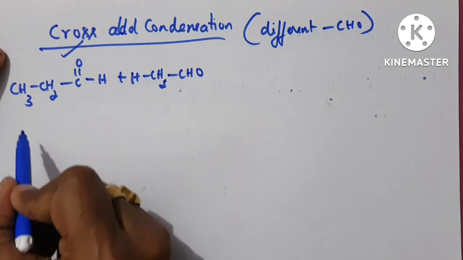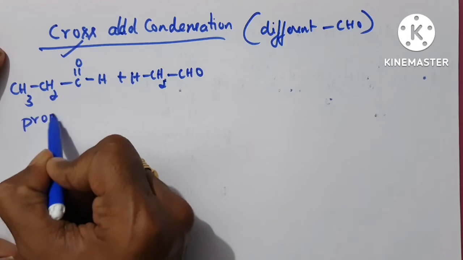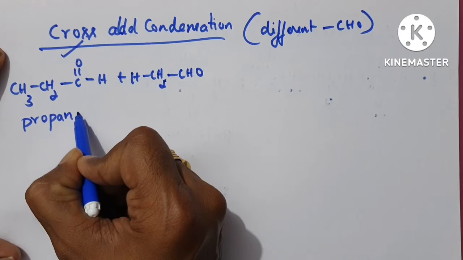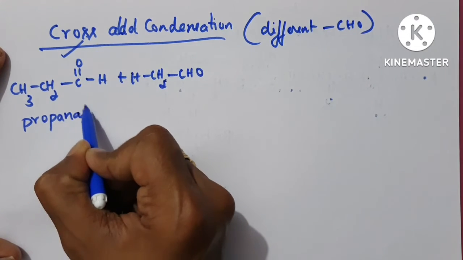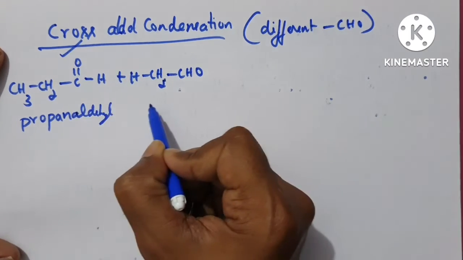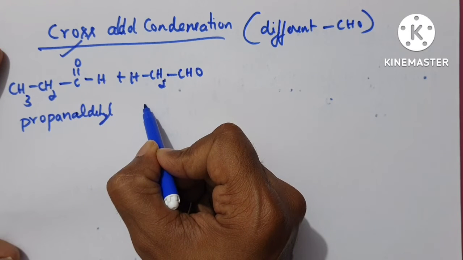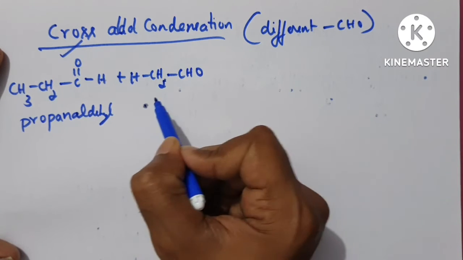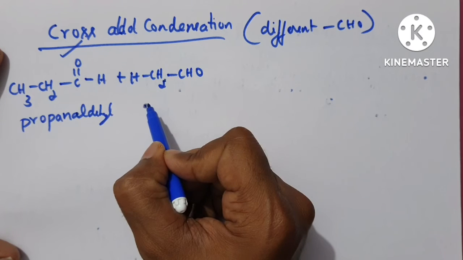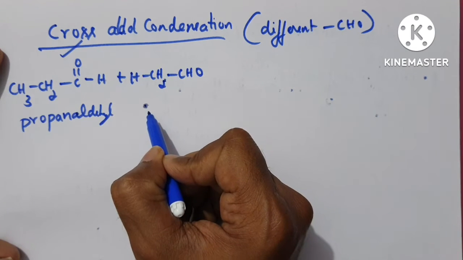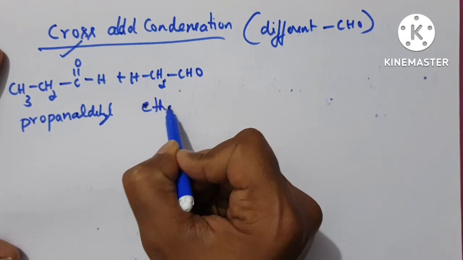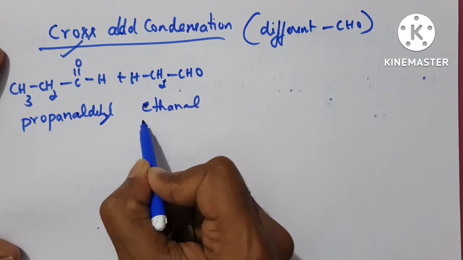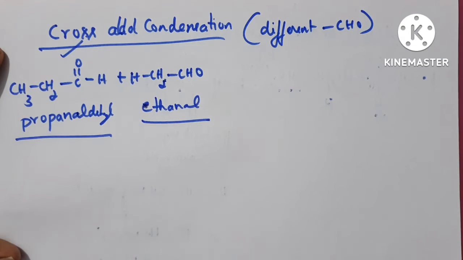If you observe here, this is a propane aldehyde. This is a propane aldehyde. And this is ethanol, or it is also known as ethanol. You can just take it as ethanol. This is ethanol, this is propanol or propane aldehyde.